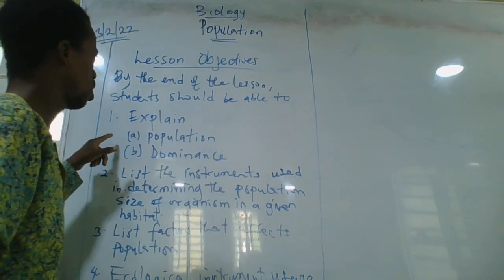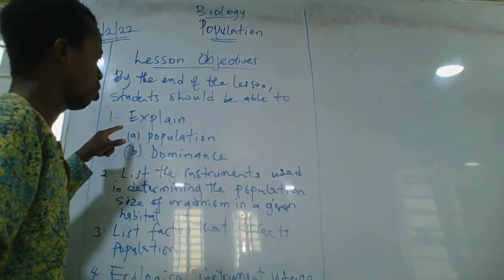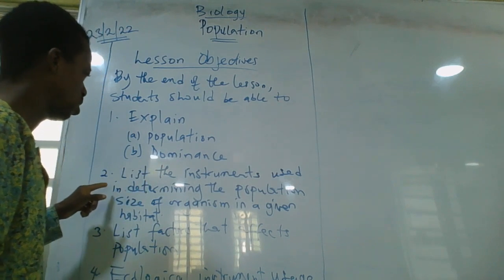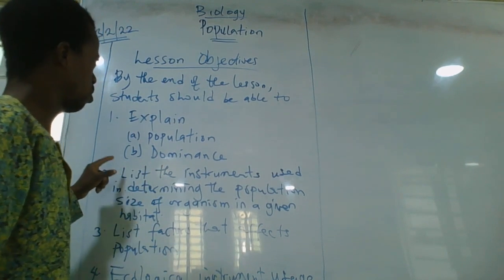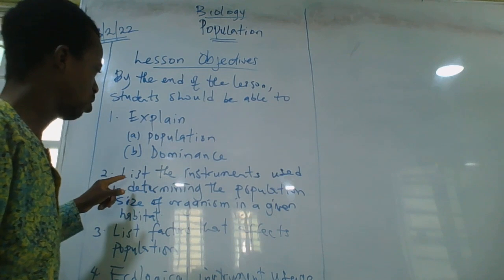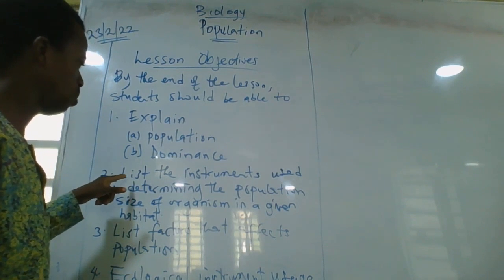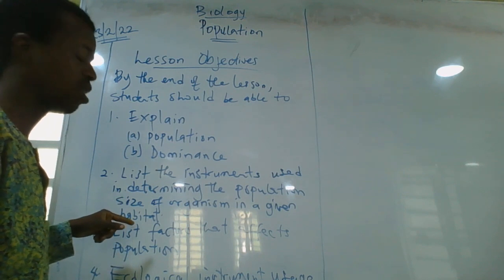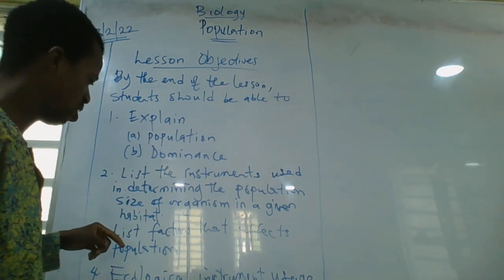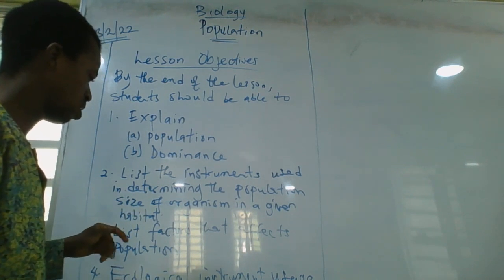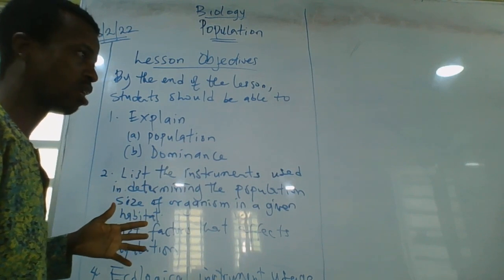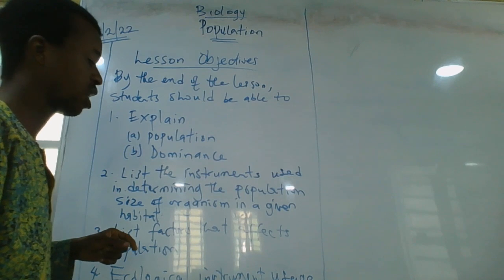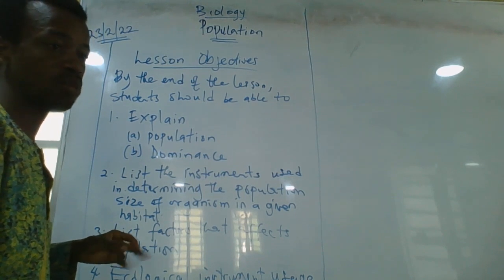First, we consider the meaning of population and the two determinants. Under the two aspects we have here, we also go further to explain the instruments used to determine the size of organisms in a given habitat. Then I want to list factors that affect population in a given habitat. And lastly, we discuss some ecological instruments and the way they are being used.